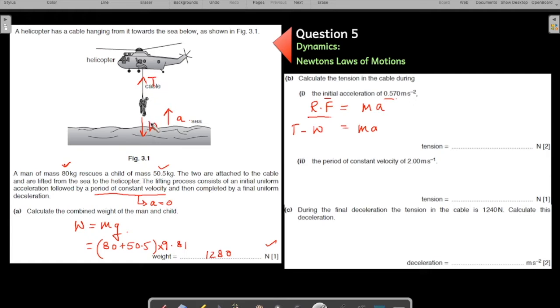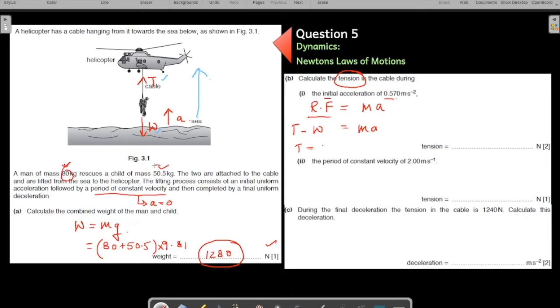So here in this case, the ultimate motion is in the upward direction. Where is the motion happening? In the upward direction. That means tension is greater than weight. Therefore, we subtract the weight. Tension minus weight is equal to the resultant force ma. So let us start substituting the values. Tension is equal to ma plus weight. Mass is what?